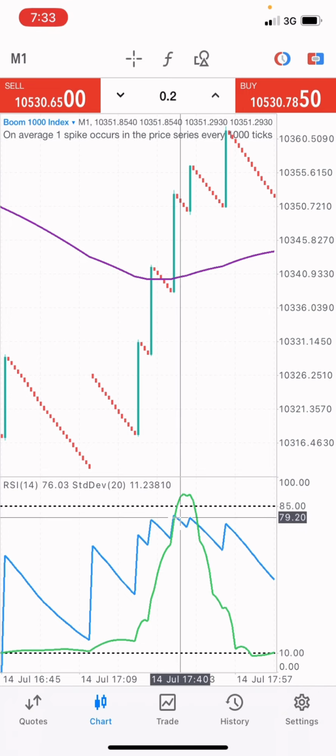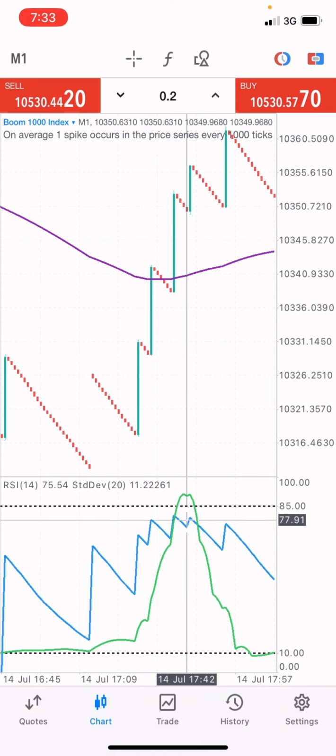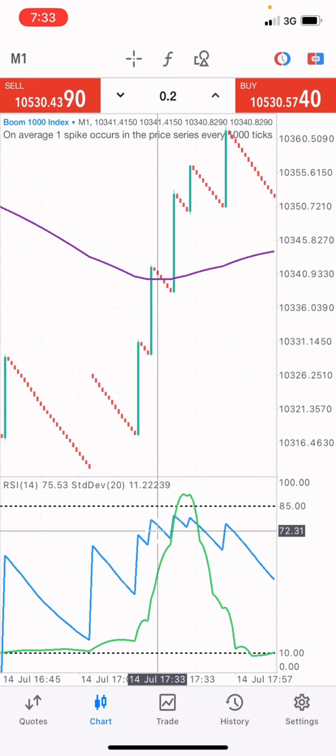So guys, I want you to notice that this strategy has only been tested on crash 1000 and boom 1000. So I don't know about crash 500 or boom 500 with this strategy. I've only tested this strategy for crash 1000 and boom 1000, so this strategy works very well on those indices.